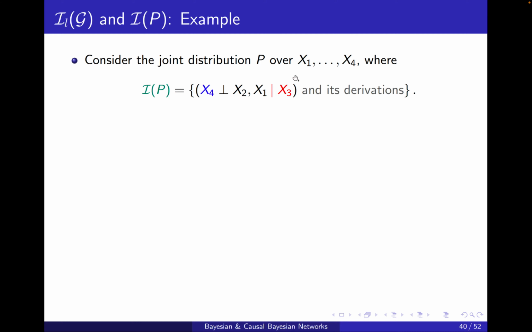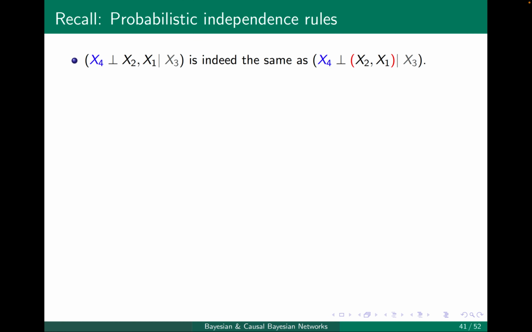Consider the joint distribution P over x1 to x4. Remember the table, so you can imagine that I have a table of a data set P, and then you can use some tests that we will later see in the next chapters to find which variable is independent of the other variable. So here it's saying that x4 is independent of x1 and x2, conditioned on x3. Now, and its derivations. What do I mean by that? Well, just a recall here. First of all, x4 being independent of x2 and x1, conditioned on x3, is indeed the same as this when I put them together. So don't get confused.